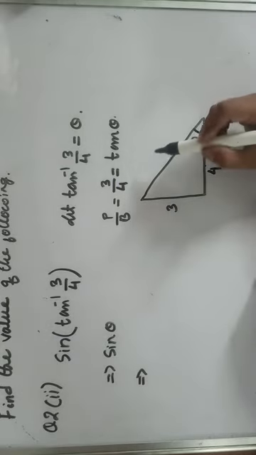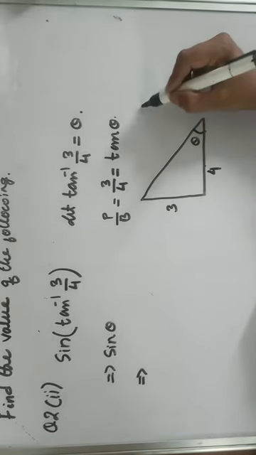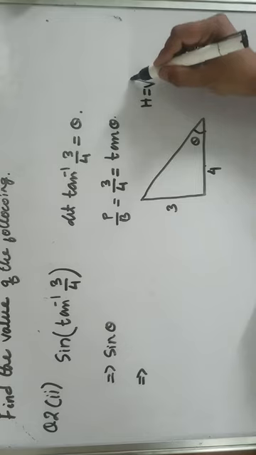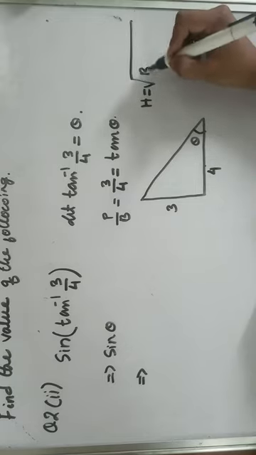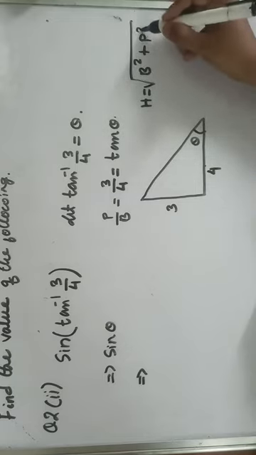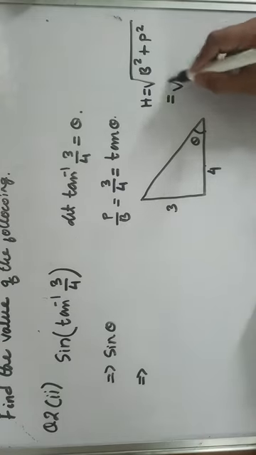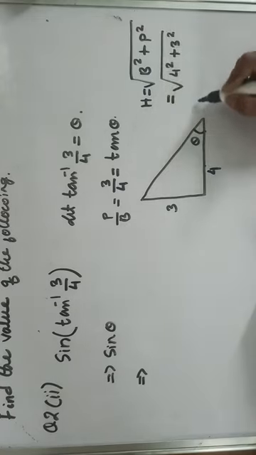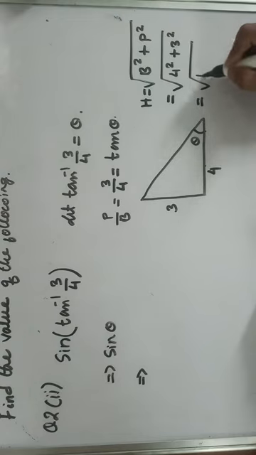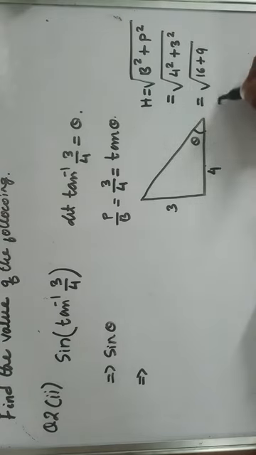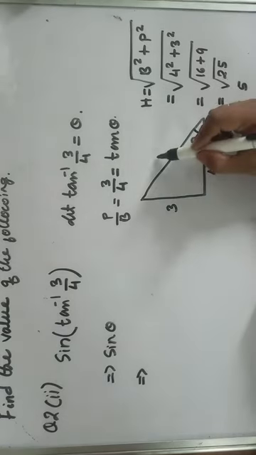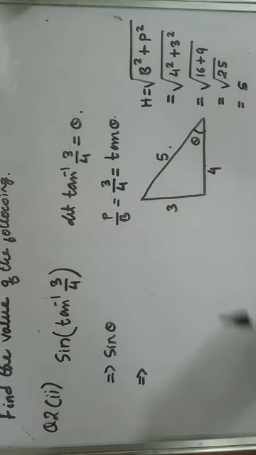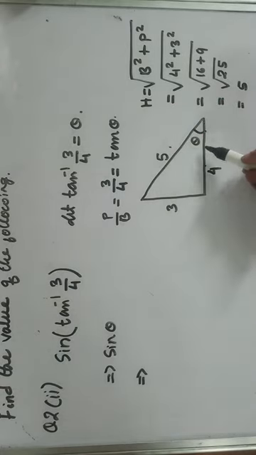Hypotenuse, you know what hypotenuse is? Hypotenuse is equal to under root base square plus perpendicular square. Now substitute. Base is 4. 4 square plus 3 square. 4 square is 16 plus 9. It is under root 25. Under root 25 is 5. The hypotenuse is 5.